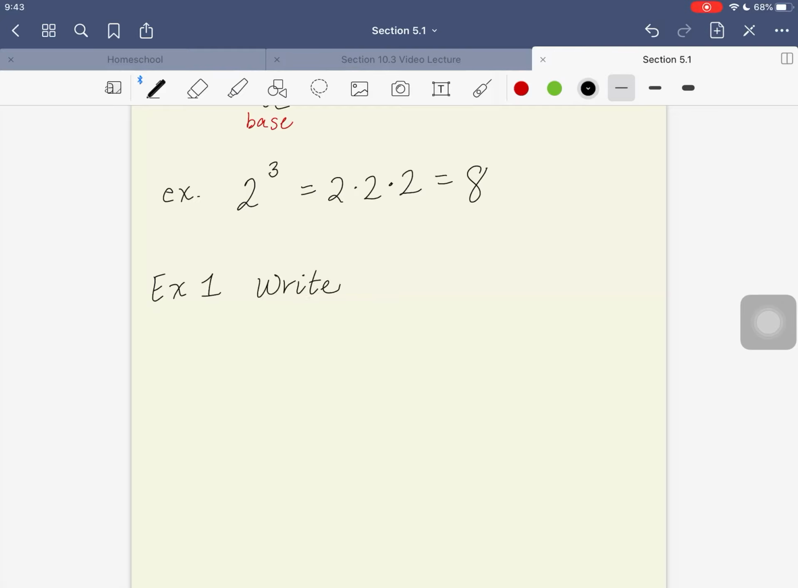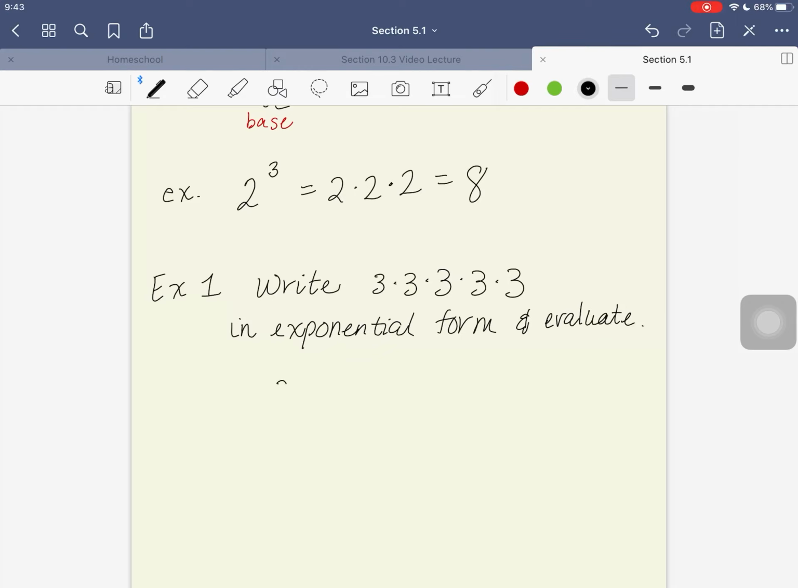All right, so we want to write 3 times 3 times 3 times 3 times 3 in exponential form and evaluate. So we have a total of 5 threes, so that'll be 3 to the 5th power. And if you multiply 3 times itself 5 times, you get 243.